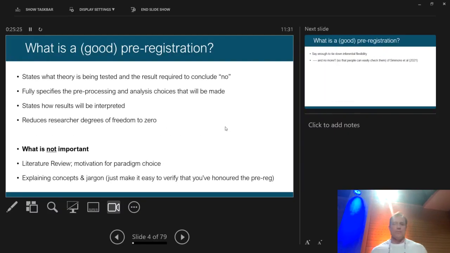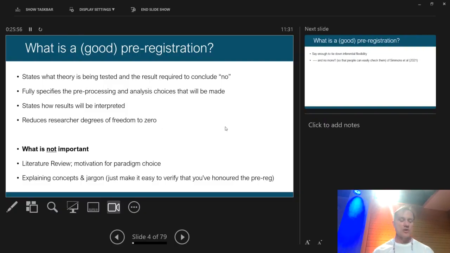Okay, so based on what I've been talking about, what we're trying to do with pre-registration is to control bias. And we want to control bias because there's inferential flexibility, which you can capitalise on after the results are in. So what you want in a pre-registration is to state clearly the inferential chain that goes from the theory that you're testing down to the conclusions that you're making.